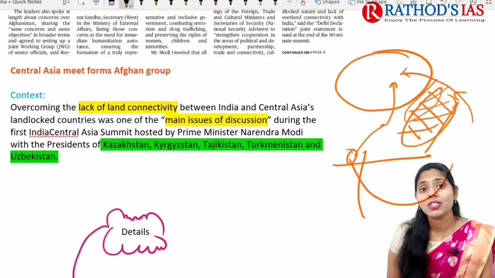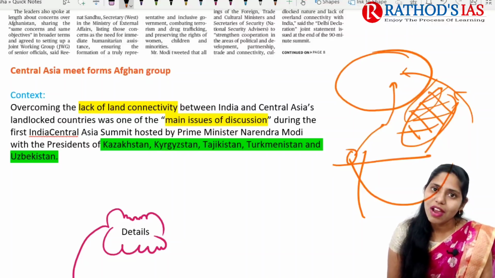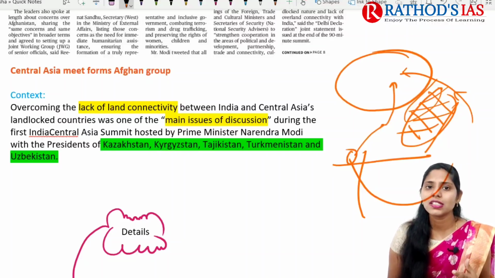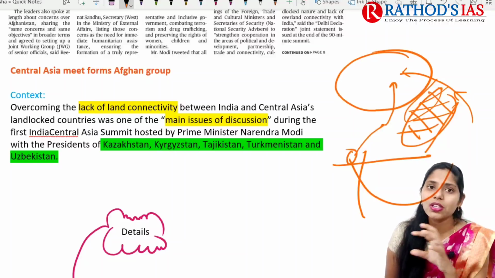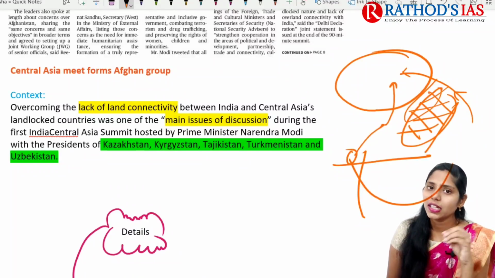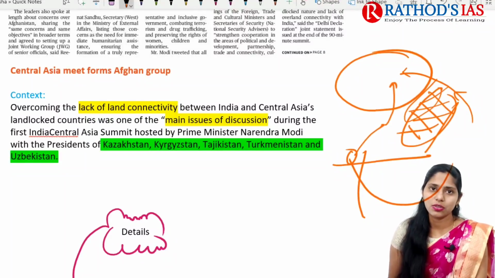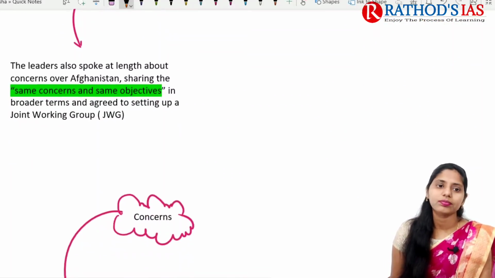This summit was hosted by our Prime Minister with the presidents of the 5 Central Asian countries: Kazakhstan, Kyrgyzstan, Tajikistan, Uzbekistan, and Turkmenistan. These are the 5 countries of Central Asia, and the presidents of these countries and our Prime Minister held this virtual summit, and they mainly talked about the land connectivity issue between India and these 5 Central Asian countries.